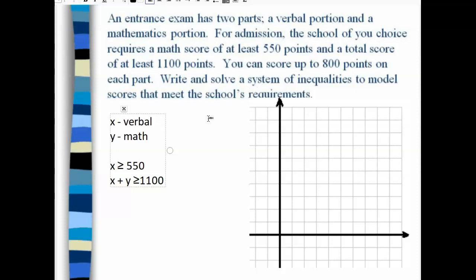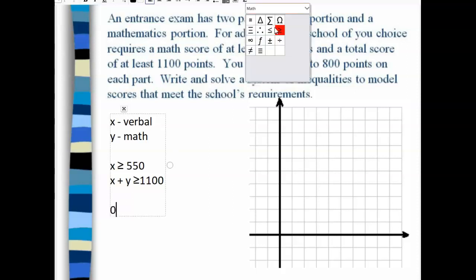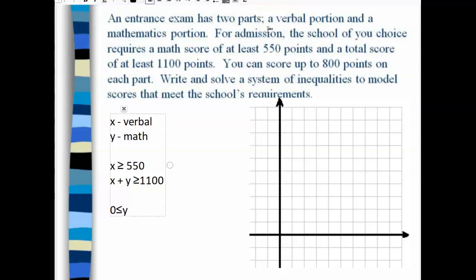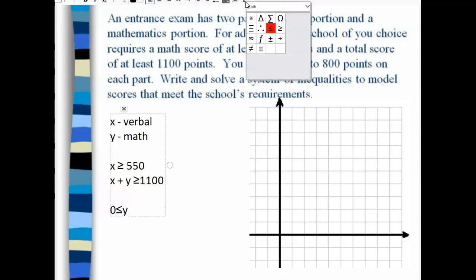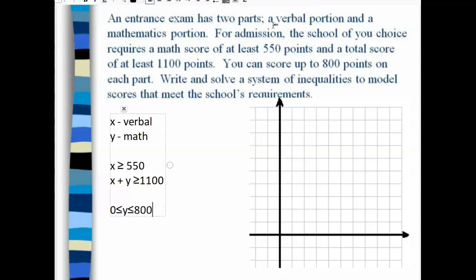And you can score up to 800 points on each part. So what that means is that your x values have to be greater than or equal to 0, because you can't get a 0 or less on a test, but no larger than 800. And for the math, because this school has a minimum requirement, math has to be between 800 and 550.